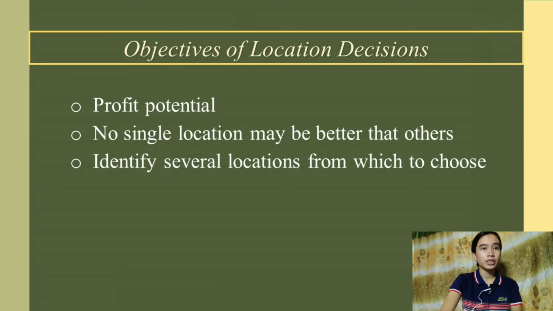So in making these decisions, companies have the objectives of generating profit in the future. Dahil mas marami ang target na customer, mas malaki ang possible na kita kasi mas marami kang nabebentahan, kaya mas malaki ang profit. So, profit potential. When a company already decides as to their location, it is assumed that it is the best place and no single location may be better. Number 2 is no single location may be better than that of the others. So moreover, in the process, they will be able to identify several locations and choose among them.